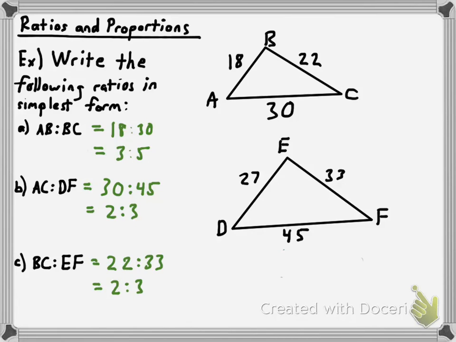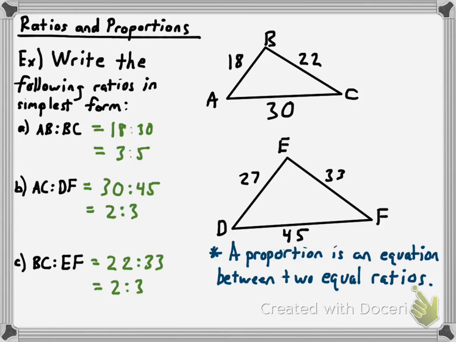In fact, I told you that these triangles are similar to one another, and a way you can determine whether two triangles are similar is to see, do all the pairs of corresponding sides have the same ratio? Well, 30 to 45 is 2 to 3, 22 to 33 is also 2 to 3, so is 18 to 27, it turns out. All right, but here's really the point that I wanted to make. We're talking about ratios and proportions, and I want you to know what a proportion is. A proportion is two ratios that are equal to one another. A proportion is an equation between two equal ratios.